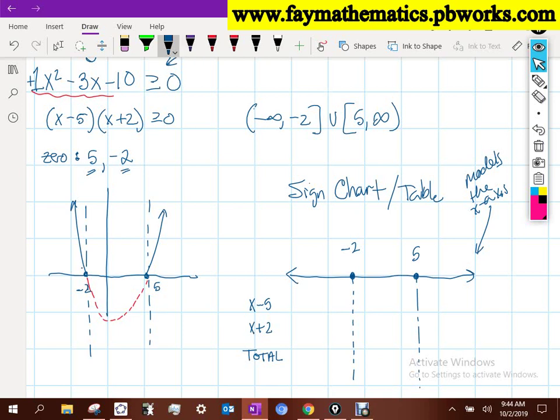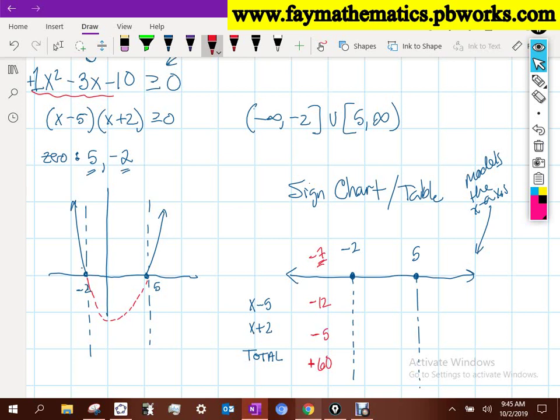All right, so now you're going to do substitution. You're going to pick a number over here. Give me a number to the left of -2, and I don't care what it is. -7? Okay. So I'm going to take -7 and plug it in here. What's -7 minus 5? -12. What's -7 plus 2? -5. What's -12 times -5? 60. And it's positive, right?